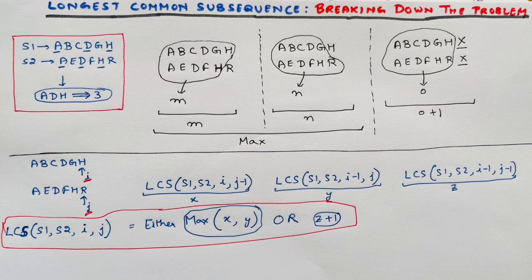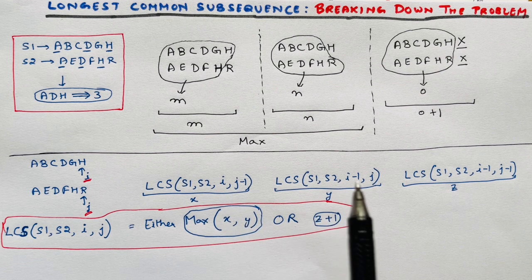Let us briefly recall what we did in our previous video. First of all, we broke our problem down. If we had two strings S1 and S2, the first one ended at position i and the second one ended at position j, then we could break our problem down in terms of (i, j-1), (i-1, j) and (i-1, j-1). Thus, we had our recursive relation.